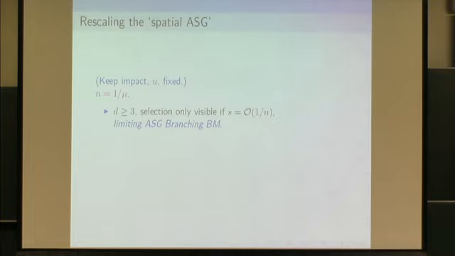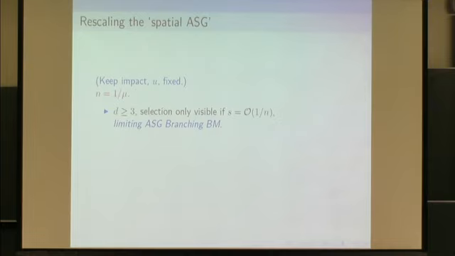Okay, I'm going to keep the impact u fixed. We're sticking to a simple situation. And for reasons I can't quite remember, I'm going to write n equals 1 over mu, because I find it slightly easier to say n than mu, since I'm now going to talk about 1 over n. Sorry about that. So let's see.